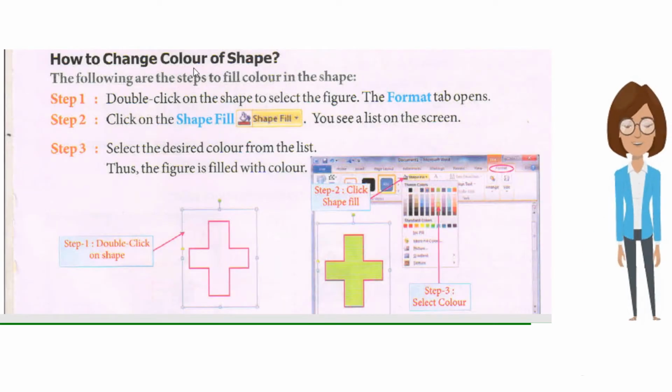How to change the color of shapes? The following are the steps to fill color in the shape. Step 1. Double click on the shape. Step 2. Click Shape Fill. Step 3. Select color.